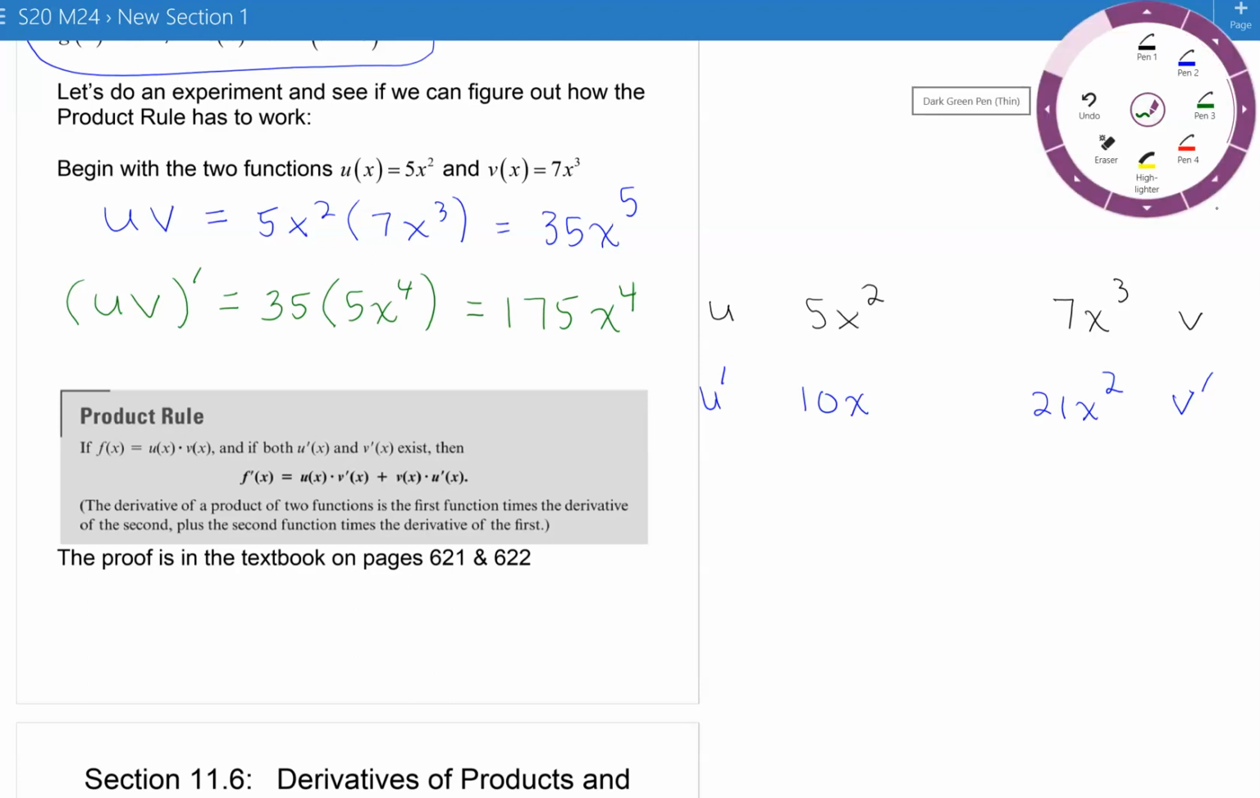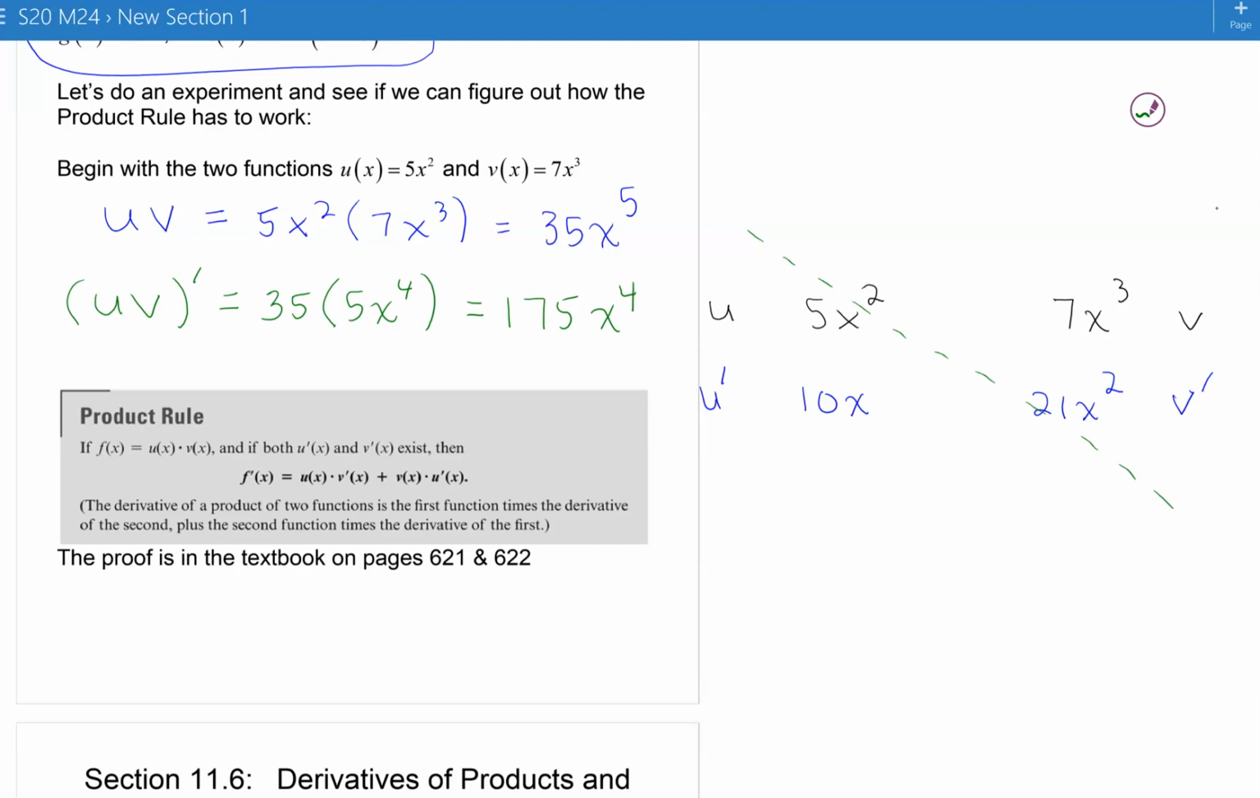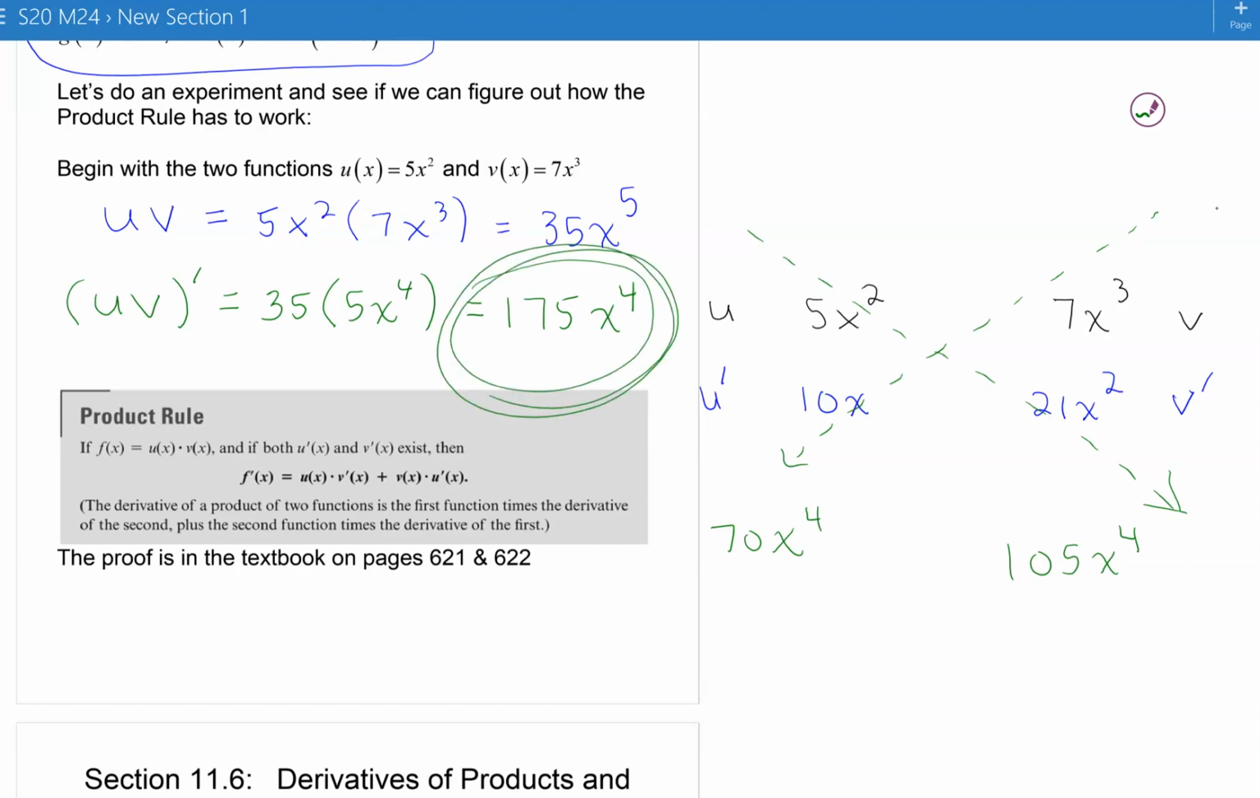Now I want us to do this multiplication that comes from doing the diagonal multiplication of u times v prime, and see that we're going to get 105x to the fourth. Then do the diagonal multiplication the other way, and see that you're going to get 70x to the fourth. Then look at what you know your answer has to be, and see that you can get it by adding these two quantities together.